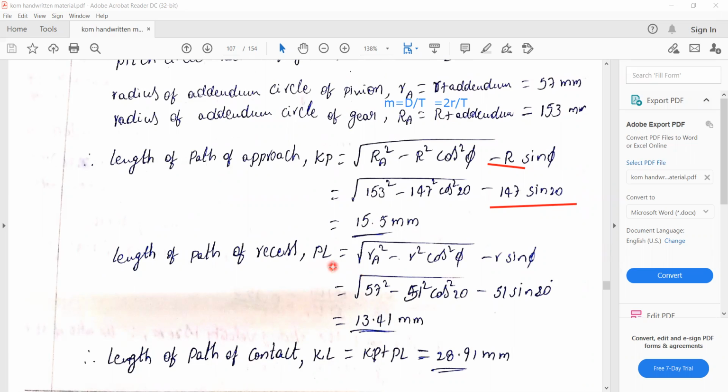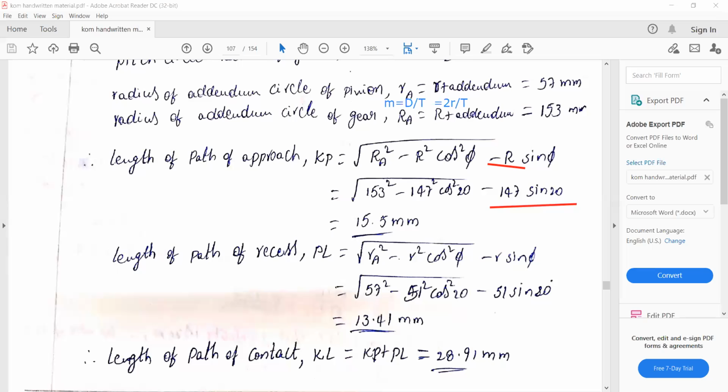So path of recess PL equals square root of a square minus R square cos square phi, minus R sin phi. So therefore that equals square root of, okay, so just substitute the small r and capital R values. Then the value that arrives when we make the calculation is 13.41 mm. Those are the path of approach and path of recess.